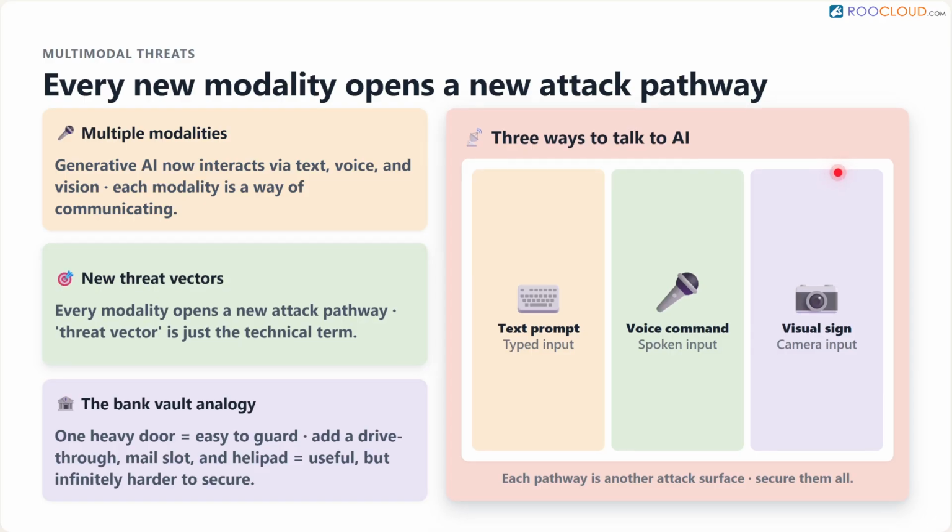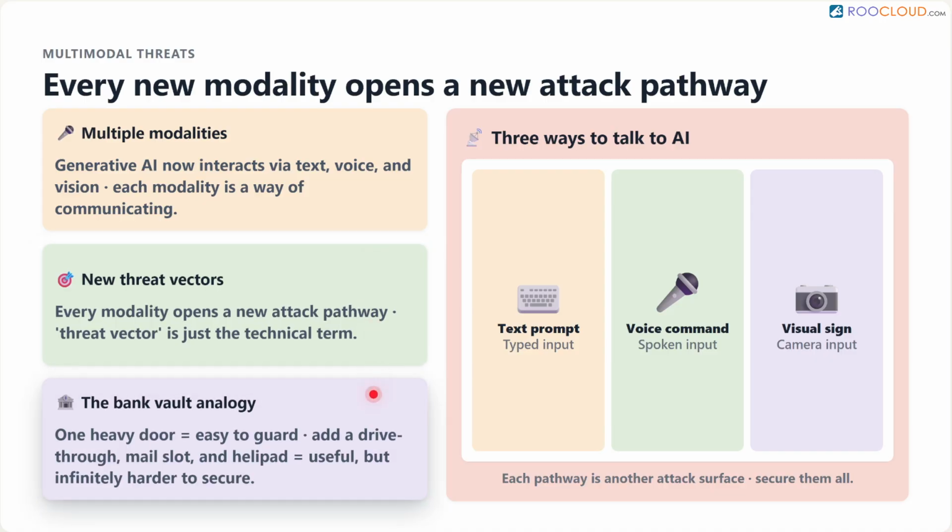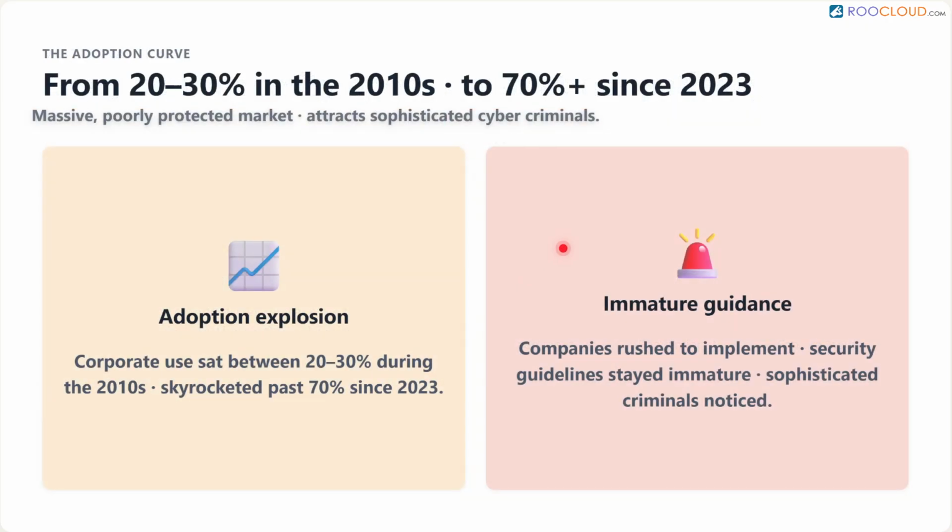Every new way a system can communicate opens up a brand new threat vector, which is just a technical term for an attack pathway. Think of a bank vault that only had one heavy metal door. It was easy to guard. But now, that vault has added a drive-through window, a mail slot, and a rooftop helicopter pad. It is much more useful, but infinitely harder to secure.